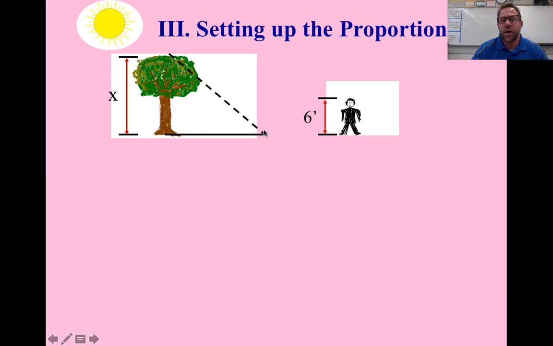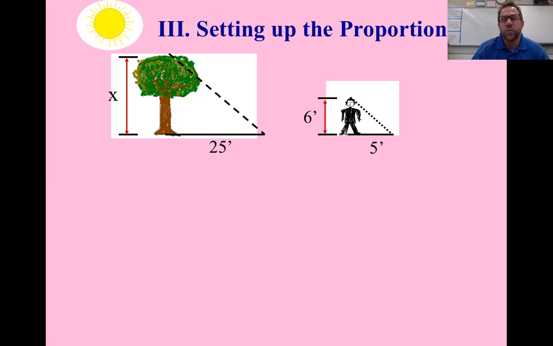So this tree is casting a shadow. That shadow is 25 feet long. That doesn't mean the tree is 25 feet long. It just means the shadow is 25 feet long. We don't know how tall the tree is yet. Now, we also need to know how long the shadow is of this man over here. That shadow of him is 5 feet. So the shadow's 5 feet, but he's 6 feet tall. And the shadow of the tree is 25 feet, but we don't know how tall. So we're going to set up the proportion here.